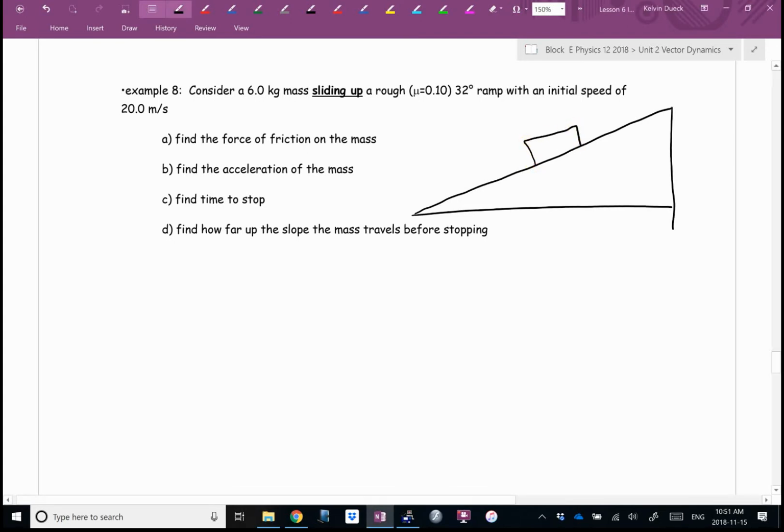Now it's sliding up. It looks like A wants me to find the force of friction, B wants me to find the acceleration, C wants me to find the time to stop. So I'm going to put a little dotted line. I guess that's my final position, just to imagine what's going on here. And D wants me to find how far up the slope it went. Okay. And that is 32 degrees.